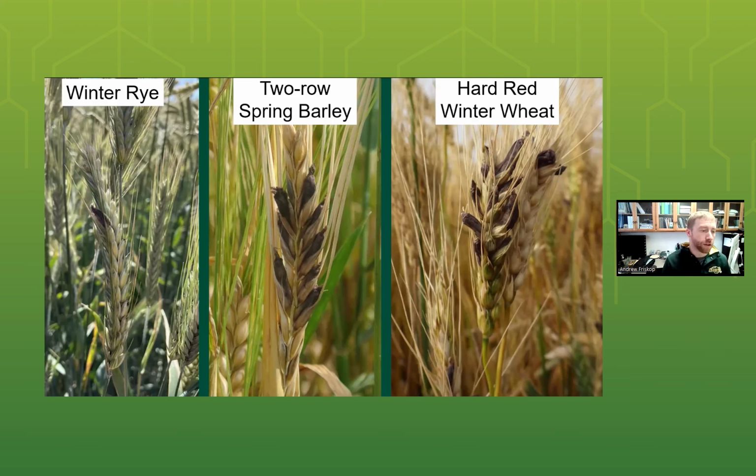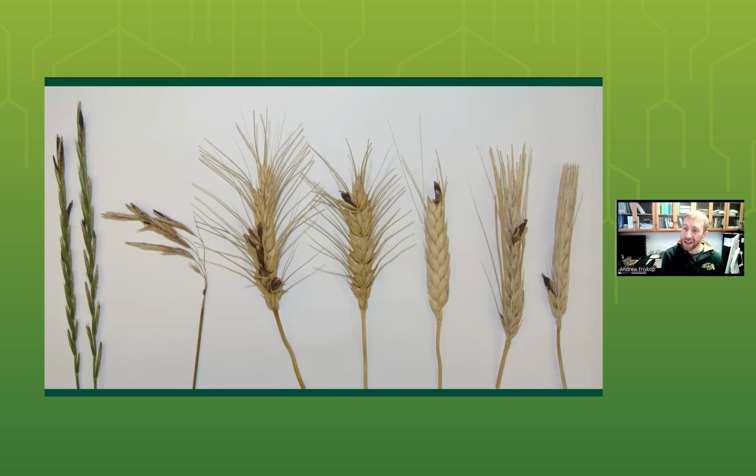Here are some photos of what it looks like on winter rye, 2-row spring barley, hard red winter wheat. The same concept holds through, is that you're looking for these black, hard sclerotia bodies that more or less take the shape of the floret it's sitting in. And a good way of looking at this is across a variety of hosts, from grassy weeds to some of the agronomic crops. So moving left to right, we have quackgrass, smooth brome, hard red winter wheat, hard red spring wheat. We have a triticale, and then we have some barley samples as well.